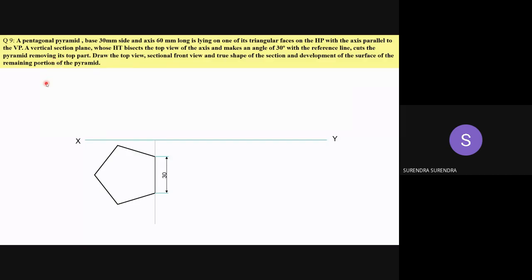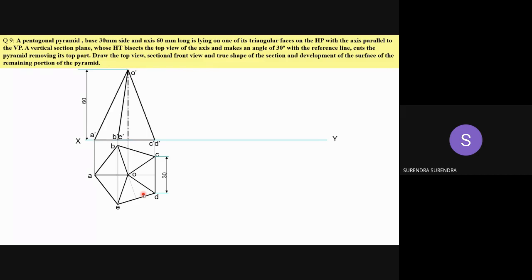Since one of the triangular faces is resting, in the initial view draw the pentagon with the axis, so that one of the base sides is perpendicular to the XY line. As it is a pyramid, identify the geometric center and join all the base corners towards the apex. Name the points as A, B, C, D, E and the axis point O. Draw the projections up to the XY line and complete the pyramid. So in the front view, join all the base corners towards the apex.